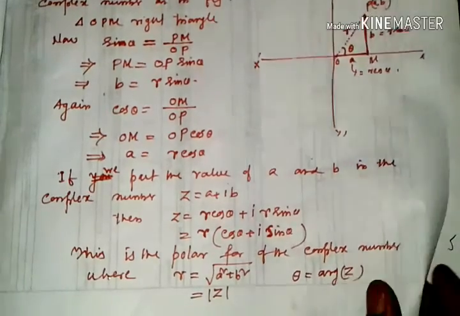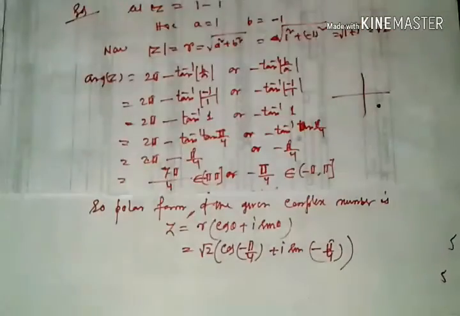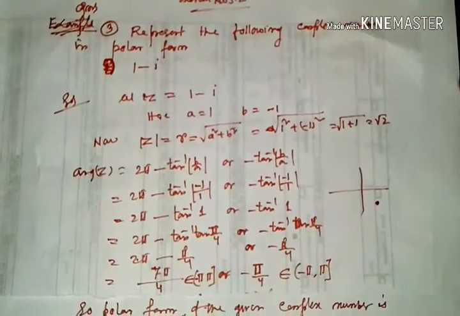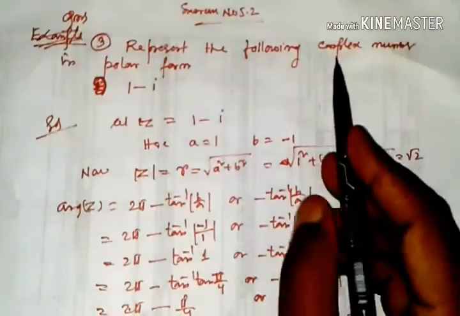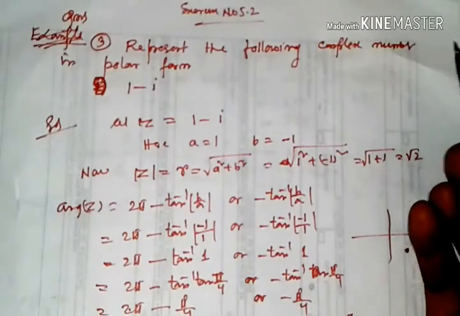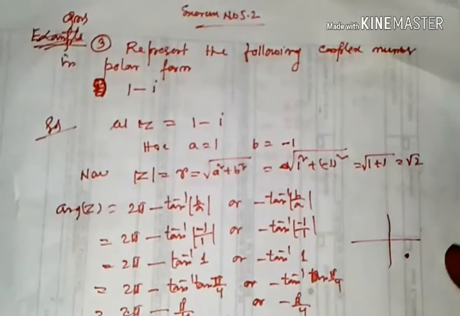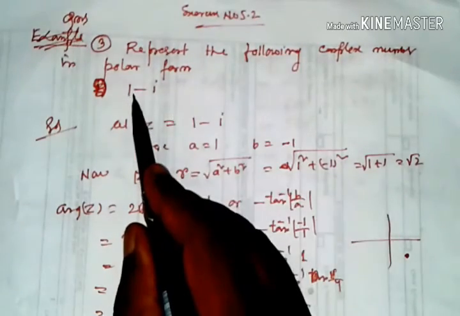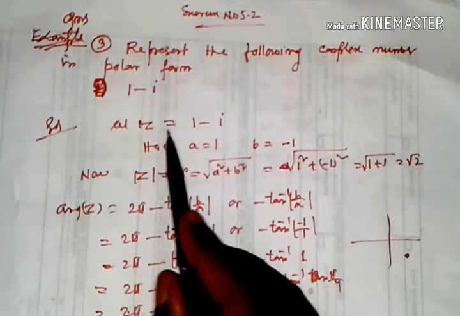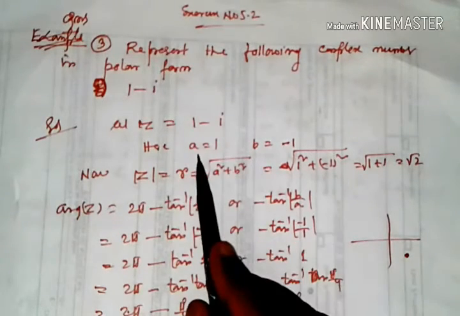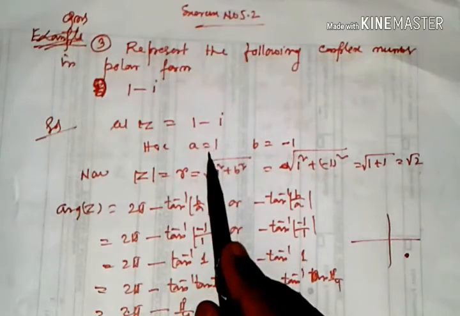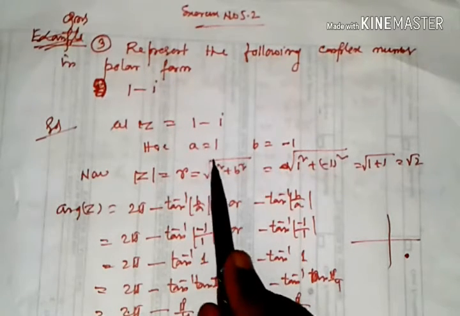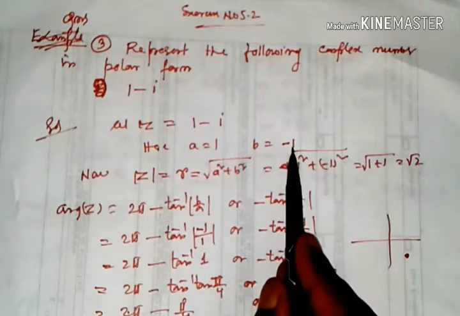Now some problems related to the polar form. This is question number 5.2: represent the following complex number in the polar form, that is 1 minus i. Let z is equal to 1 minus i. Here also, at first we shall find the modulus and argument. Here a is equal to 1, b is equal to minus 1.